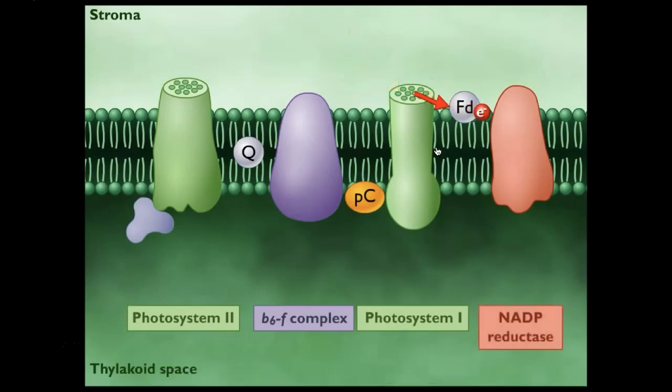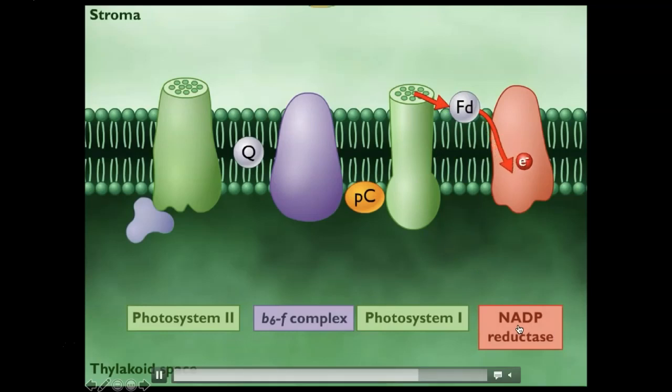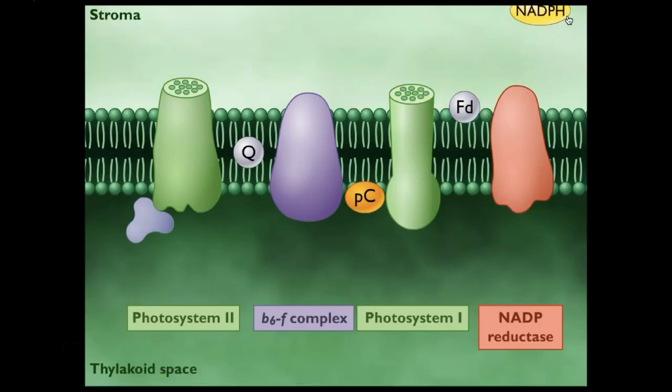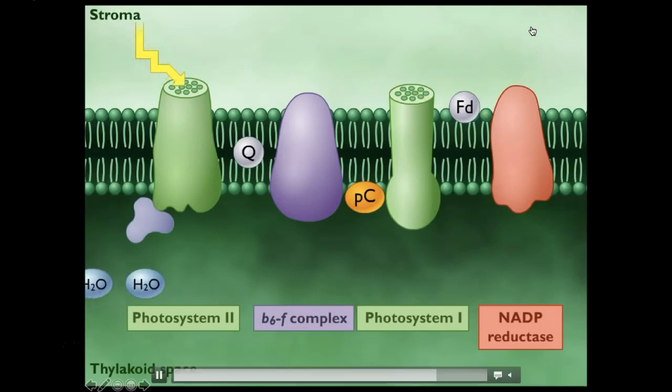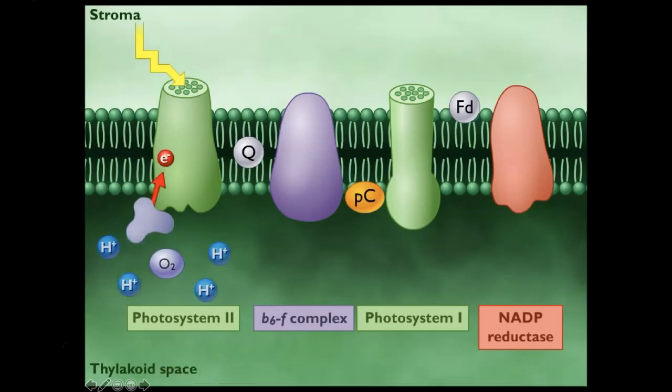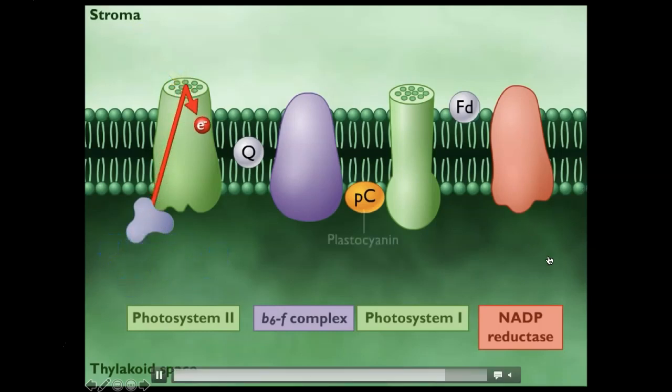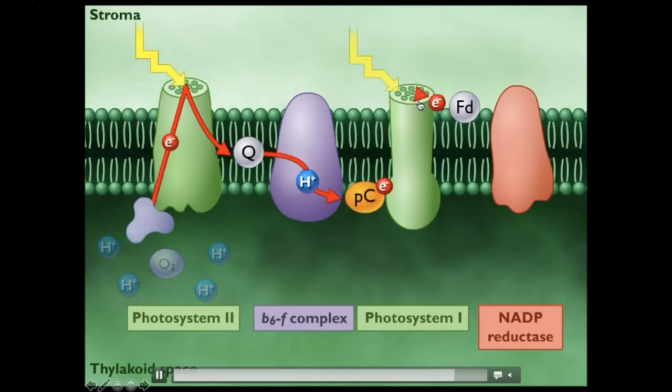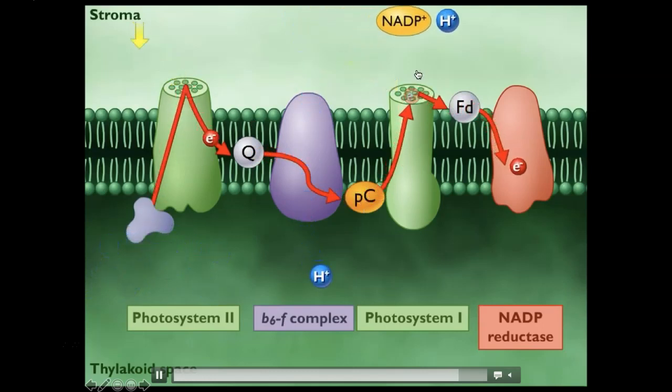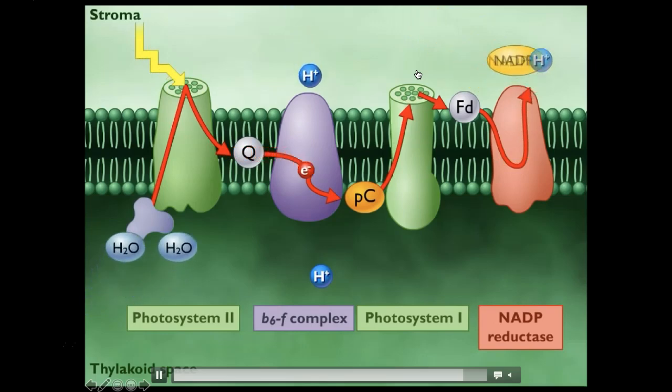At photosystem 1, the electron will then be energized by a different wavelength of light, but this time the electron is being used to reduce NADP plus into NADPH, which is like the higher powered form. So at the end, we have NADPH. And that's from photosystem 1. And photosystem 2 established the pH gradient that can then be used to power ATP synthase.